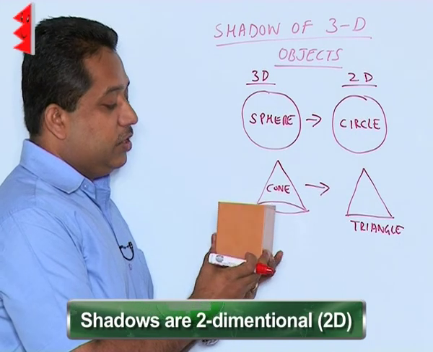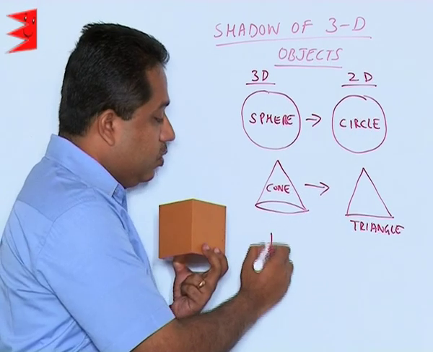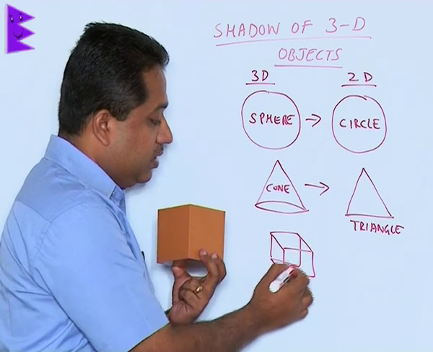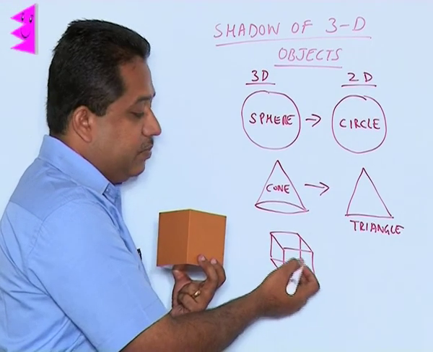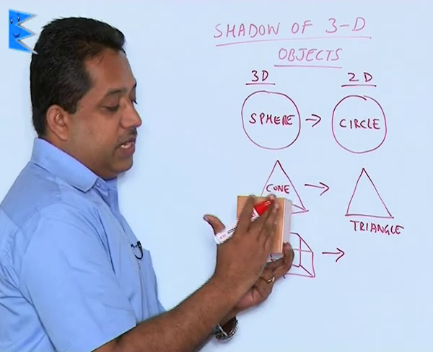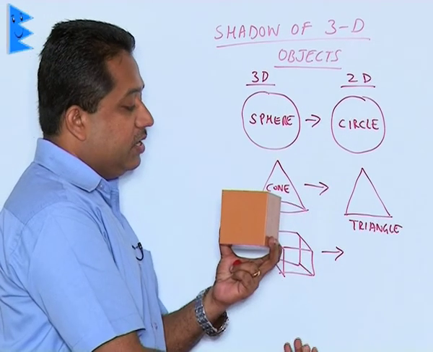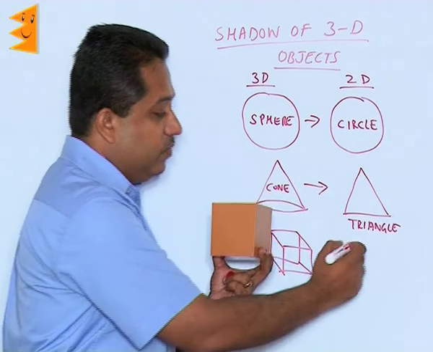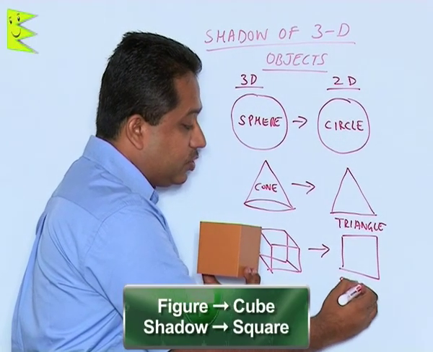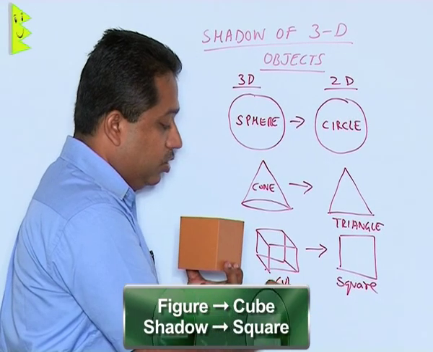Let us see this cube now. If you look at the cube, it is a 3-dimensional figure, it has got 3 dimensions, length, breadth and height, although they are all equal to each other. But when I project light here and look at the shadow, the shadow that is formed behind it will be a square. So you will get a square from a cube.